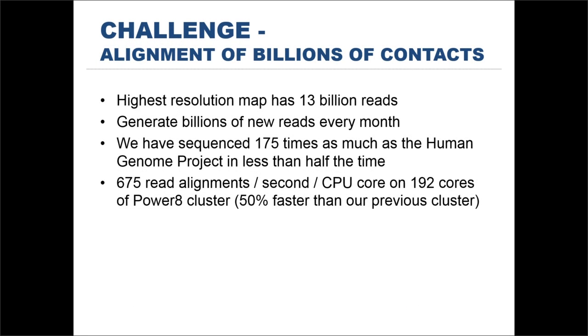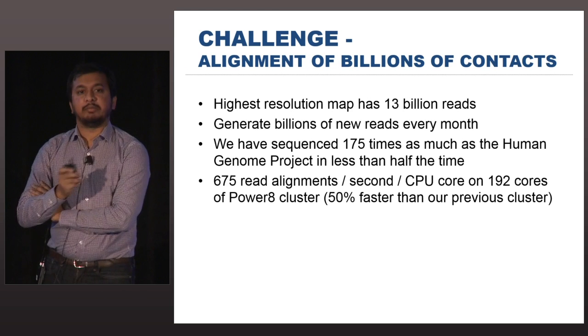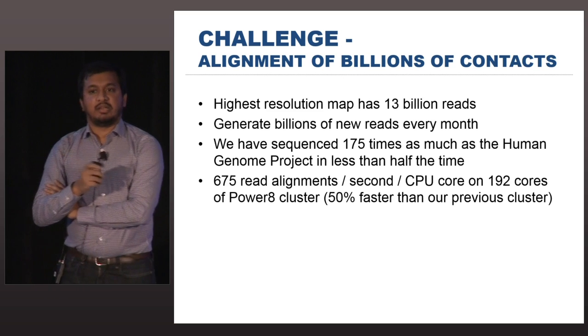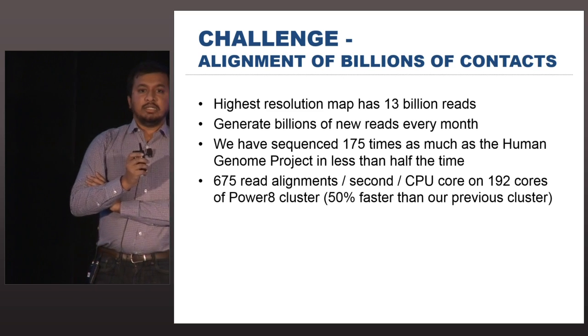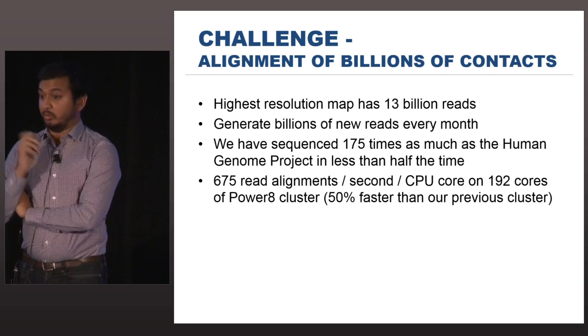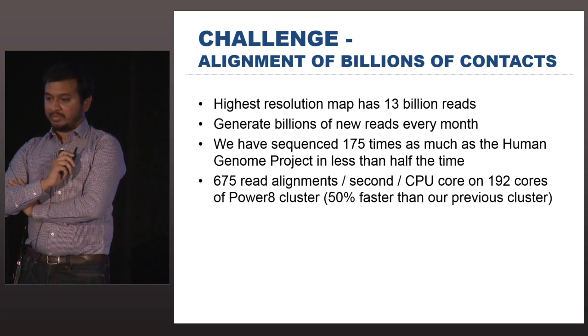All right, so we have this awesome Power8 system. And just to give you a scale of this problem, our highest resolution maps of the 3D genome have 13 billion reads, and we're generating billions of reads every month. To give a sense of scale, that's nearly 200 times as much data as the entire Human Genome Project generated, and we generated it in half the time, and we're continually generating it every month.